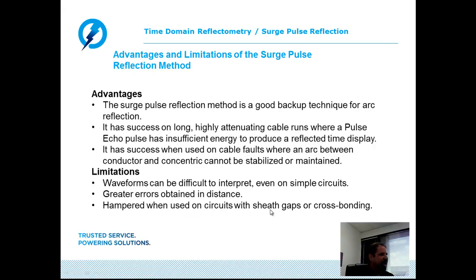Once again, if we do have cross bonding or sheath gaps, like any of the time domain reflectometry techniques, this technique will also be hampered by the presence of sheath gaps or cross bonding.